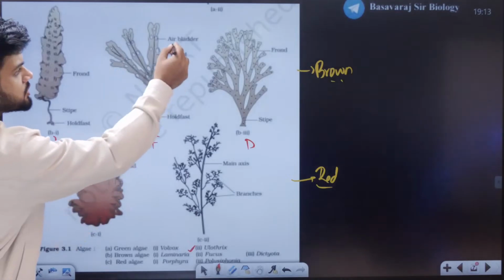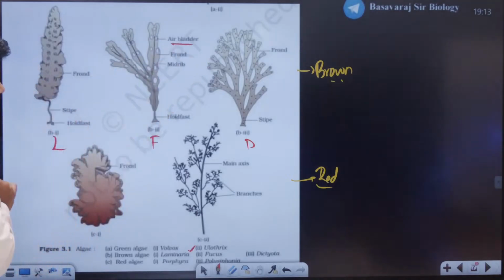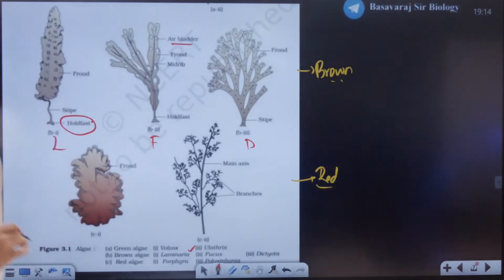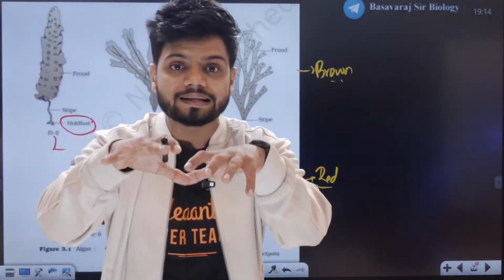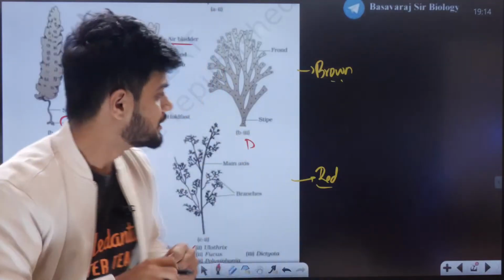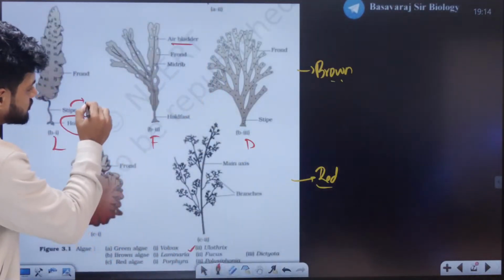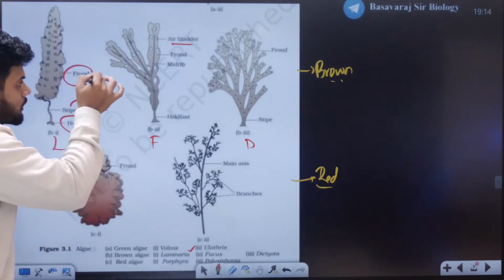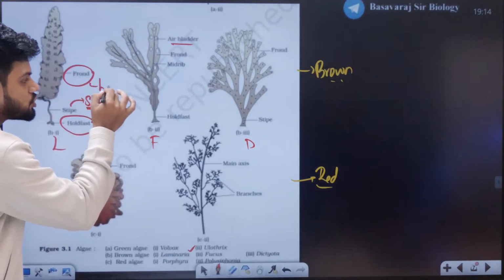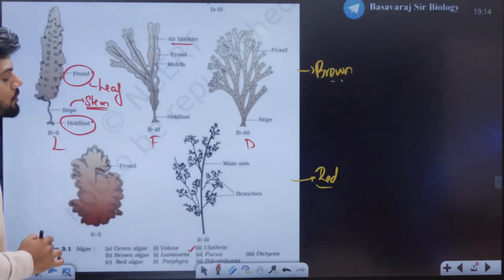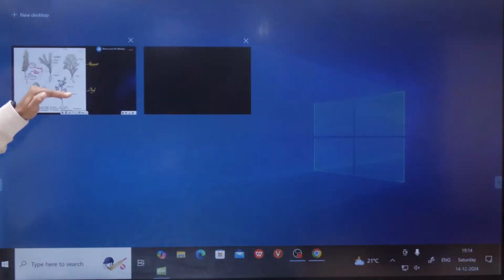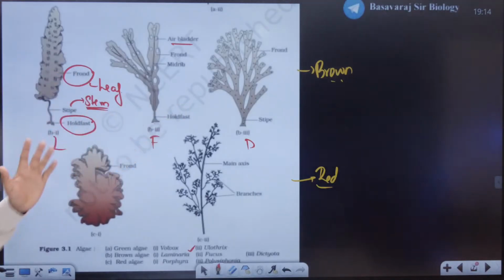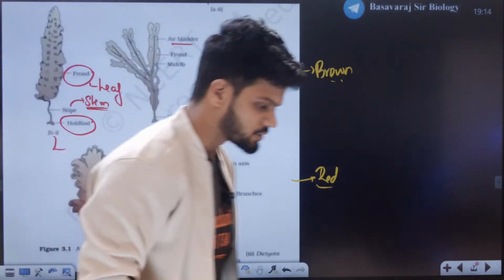Apart from Fucus, which has your air bubbles, the three main parts here are, first, a root-like structure called holdfast. The holdfast helps in attachment to the substratum. Then we have stipe, which is a stem-like structure. Then we have frond. The frond is a leaf-like structure which helps in photosynthesis. So holdfast, stem, and leaf. Every single example of your brown algae, same thing is going to be there.